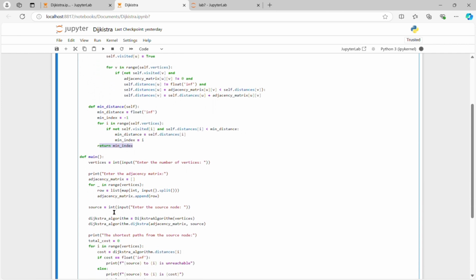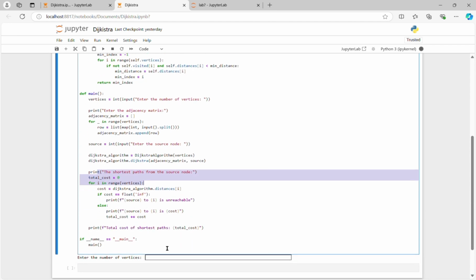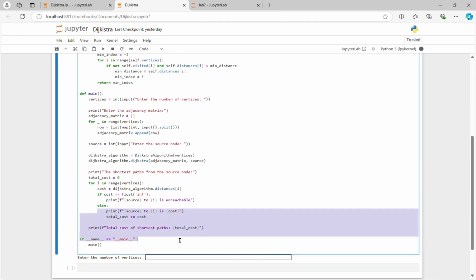The main function handles user input and runs the algorithm. It reads the number of vertices, reads the adjacency matrix from user input, reads the source node, creates an instance of Dijkstra's algorithm and runs the Dijkstra's method, and prints the shortest path from the source node to all other nodes. It calculates and prints the total cost of the shortest paths.